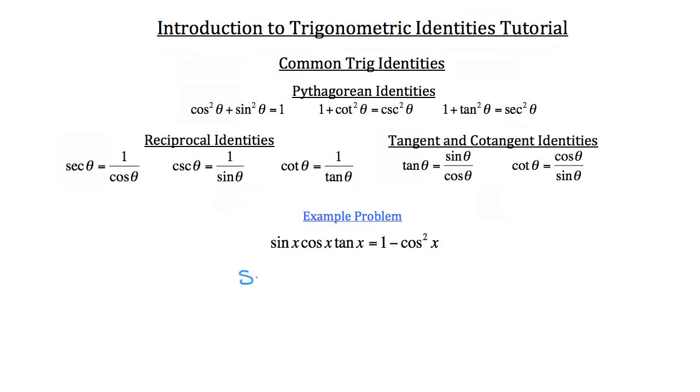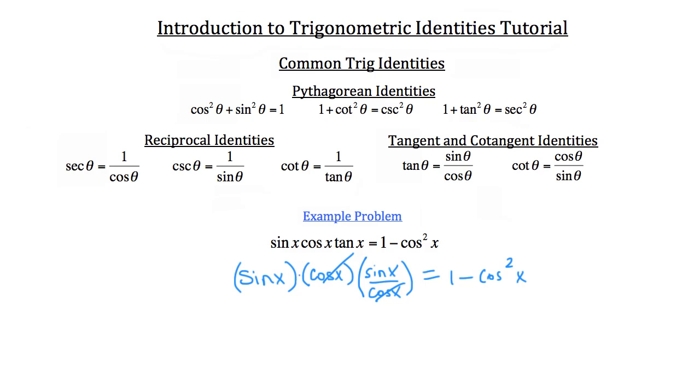So we can write our left-hand side of the problem like this. We'll keep our sine of x, and we'll keep our cosine of x, and then I'll rewrite the tangent of x as the sine of x over the cosine of x. And then on the right side, that's equal to 1 minus the cosine squared of x. So let's do some simplification on the left-hand side of the equation. Here we can cross-cancel the cosine of x and the cosine of x.